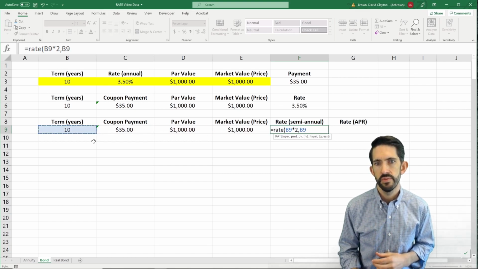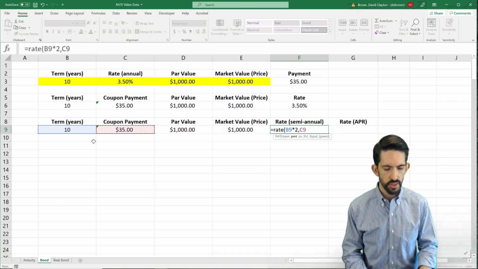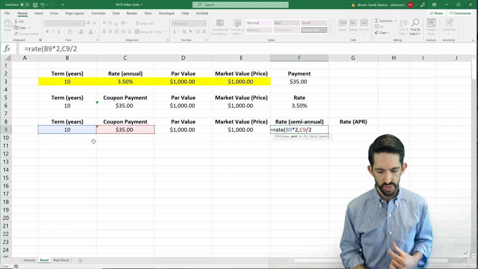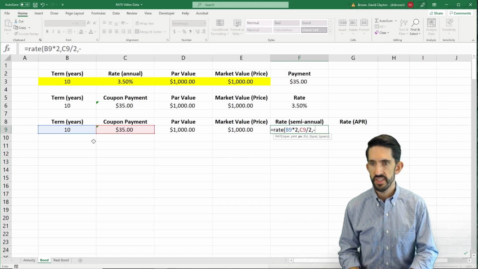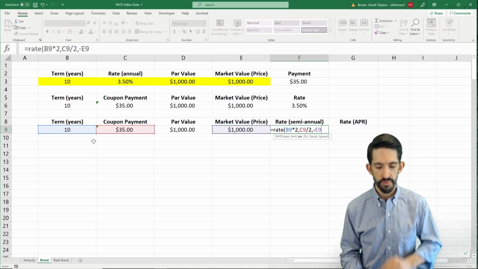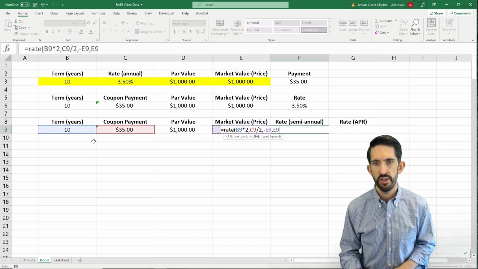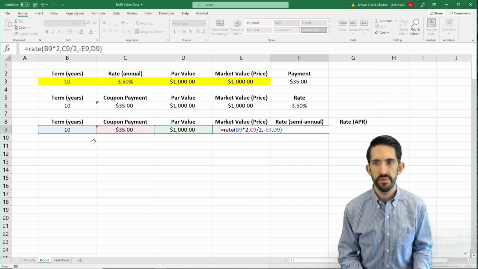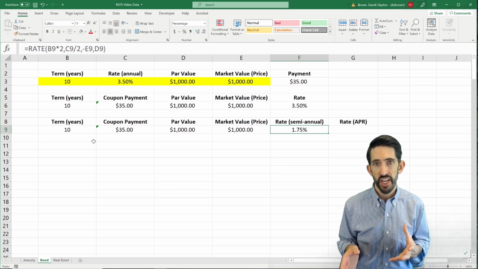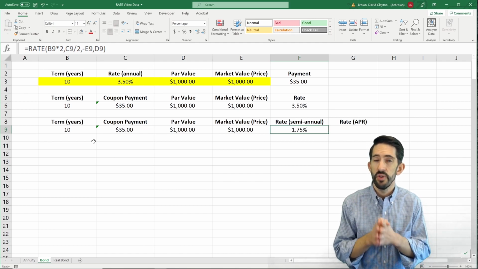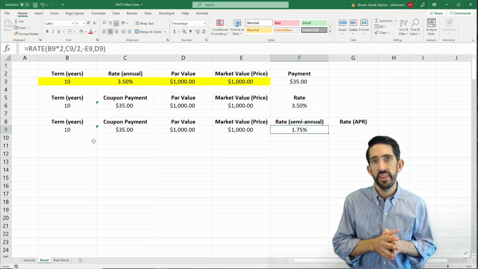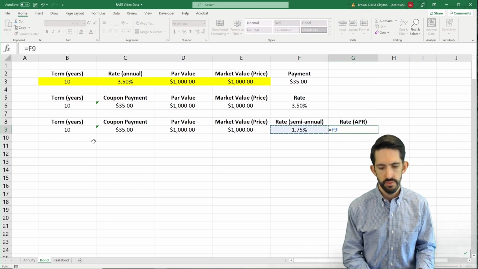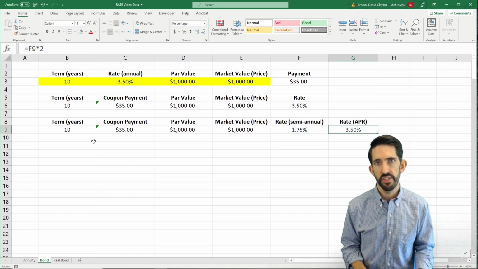Our payment is then that $35 a year divided by 2. So we have twice as many payments, but they're half as much. Our present value is still the opposite of whatever our market value is that we pay for it. And our future value is still that face value or that par of 1,000. Now we get a semi-annual rate, right? Which again, we need to annualize to make that comparable. So to get the APR on that, we can just multiply it by 2.